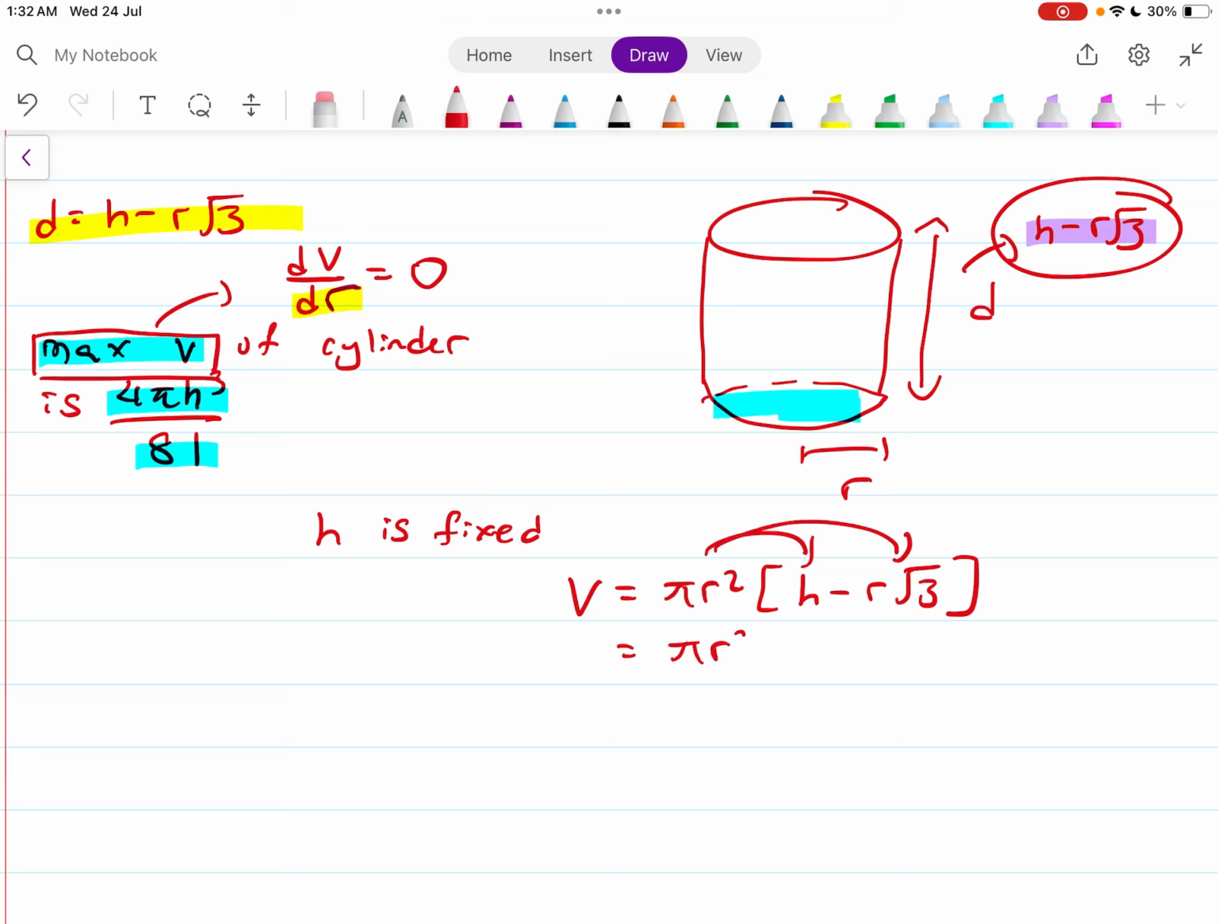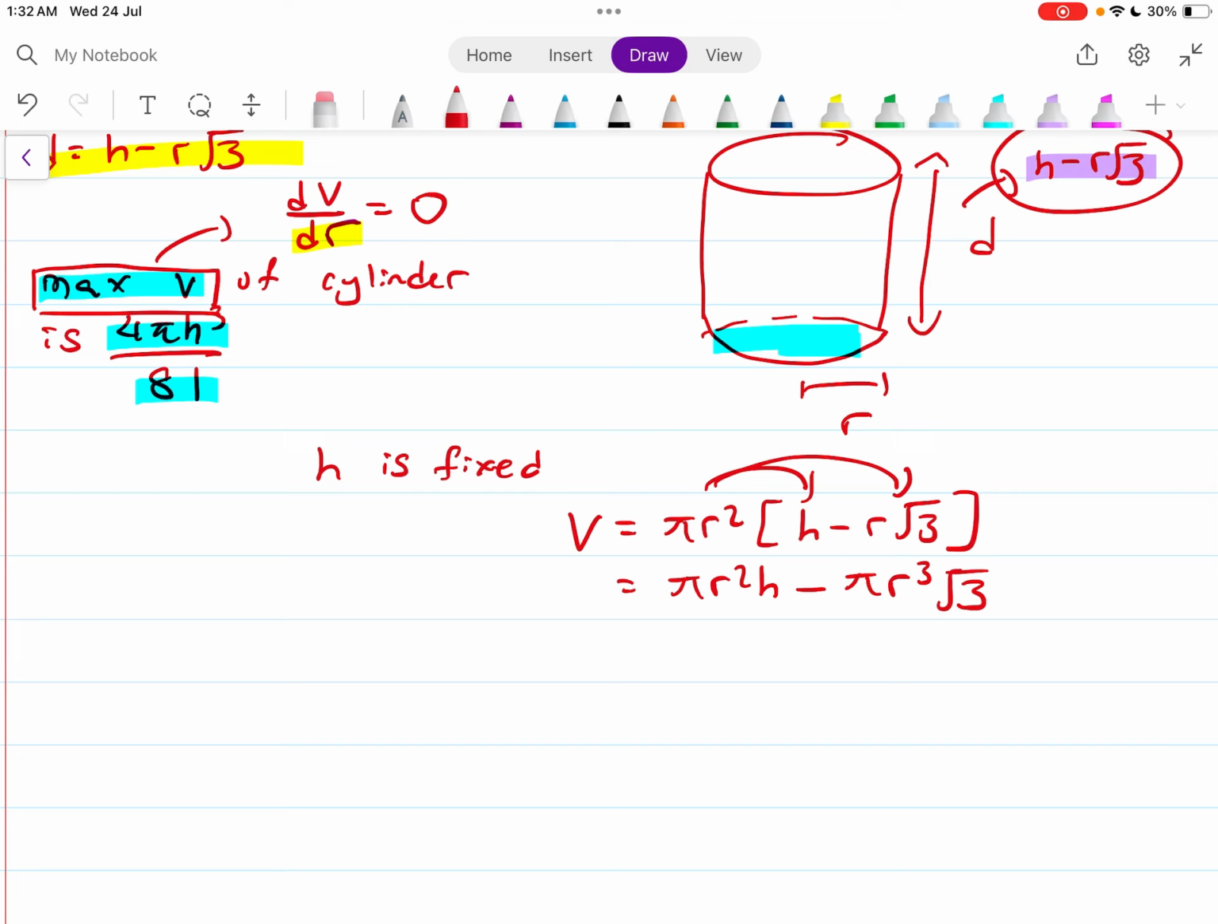So we get pi r squared h minus pi r cubed square root 3. With this, it's time to differentiate. dV/dr, because h is a fixed constant, so I just differentiate with respect to r. The first term, you differentiate V with respect to r, and you will get 2 pi r h. The second term, you differentiate with respect to r, and you'll get 3 pi r squared square root 3. So this will be dV/dr.